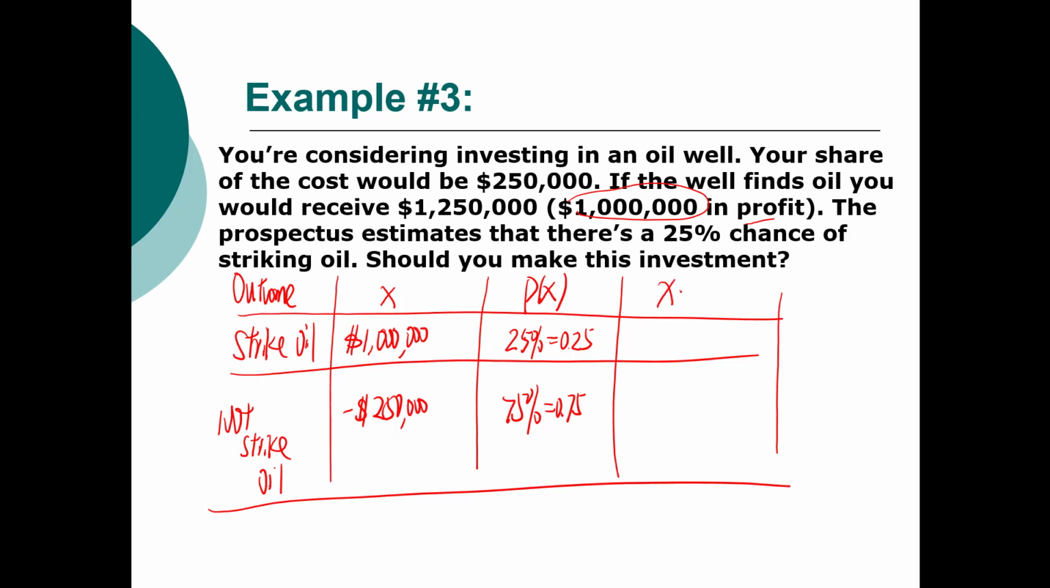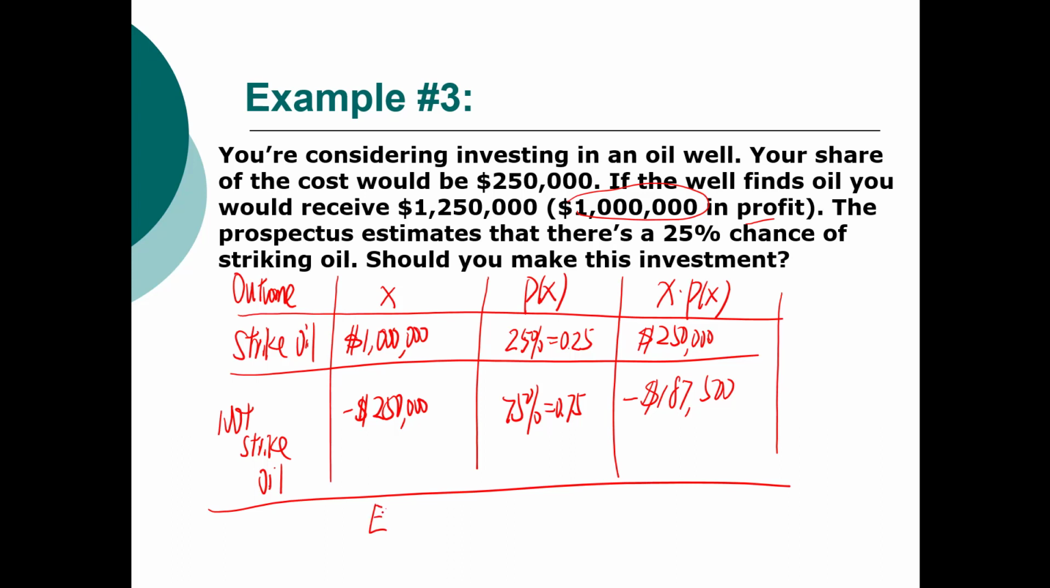So now you just multiply x times p of x. 1 million times 0.25, that's $250,000 return from striking the oil. Another one: 250,000 times 0.75. That's not good. Minus 187,500. And you combine these two, and then you get $62,500 profit.